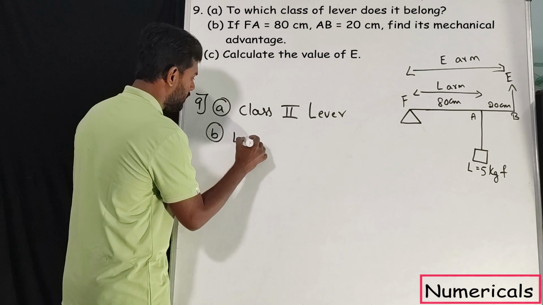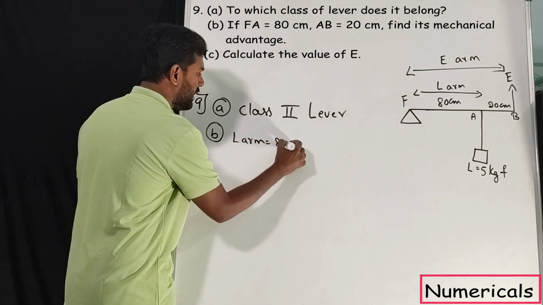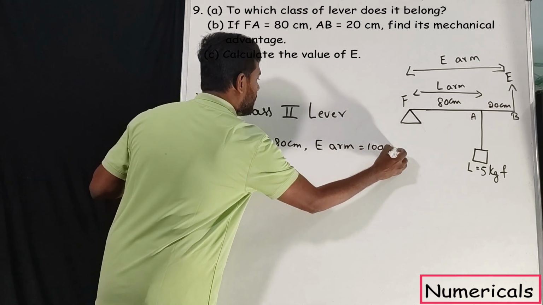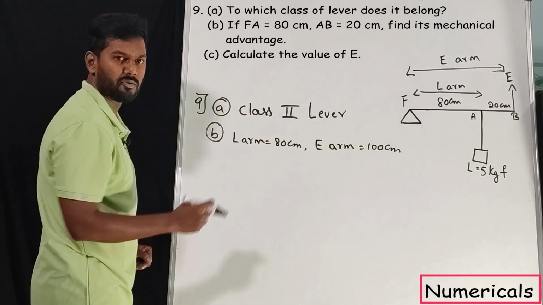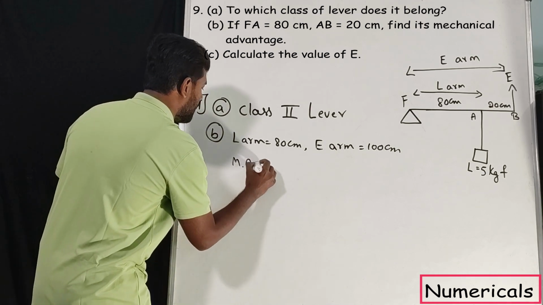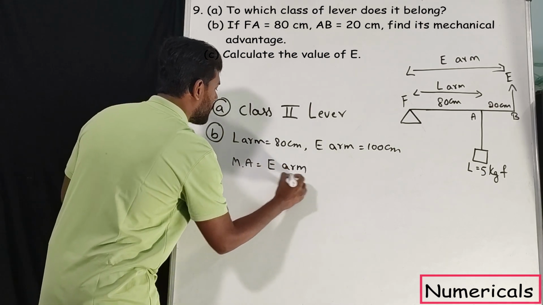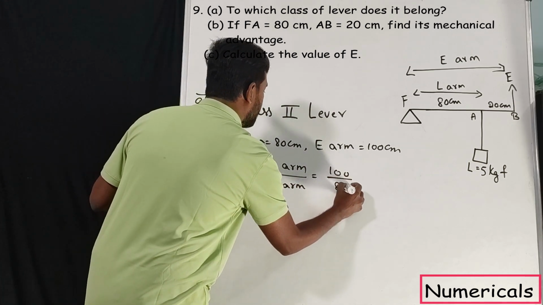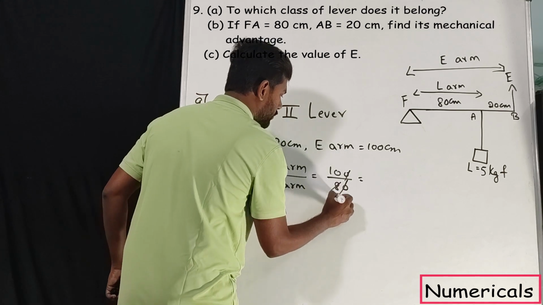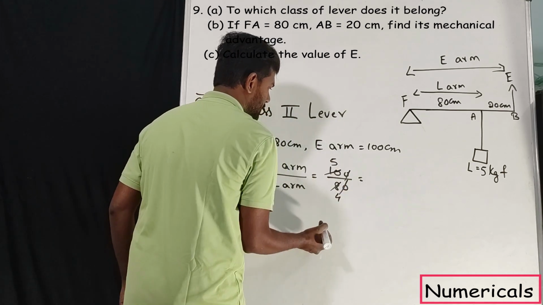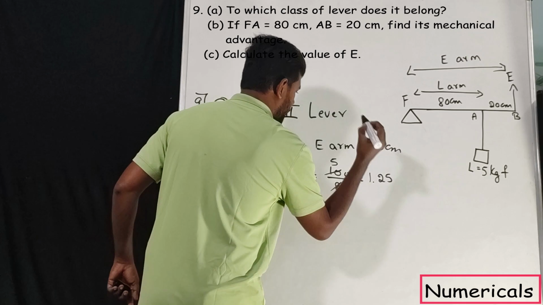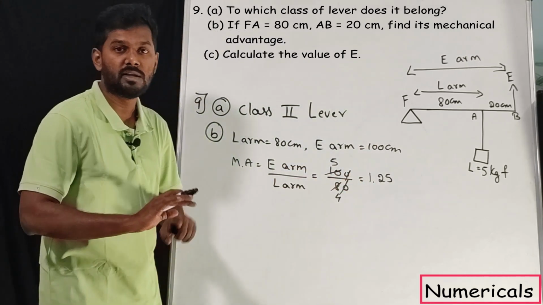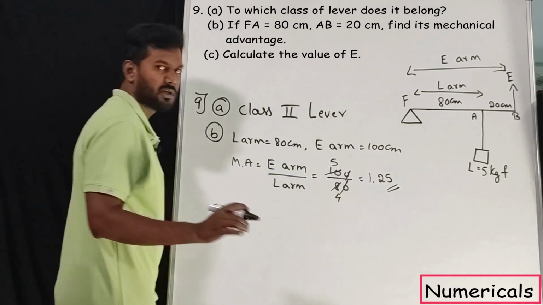Okay, so here load arm is directly given 80 centimeter and effort arm is 100 centimeter. This is important. 80 plus 20. Next, mechanical advantage is equal to effort arm by load arm, that is nothing but 100 by 80. Okay, 2 4s are 8, 2 5s are 10, that is 1.25. What we are finding, that is important, mechanical advantage. What is the unit of that? There is no unit for this, so this is our final answer.